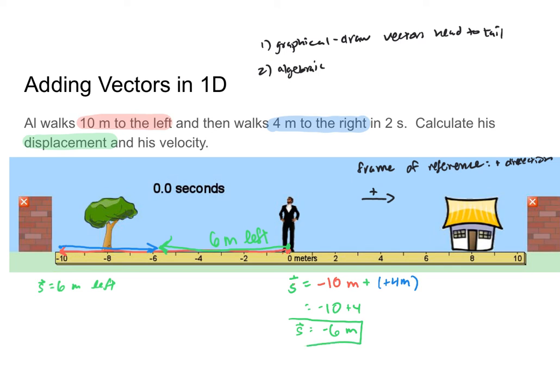And since I've defined to the right as positive and to the left as negative, that negative sign already gives me my direction. To find my velocity, v, I'm going to go ahead and do velocity is displacement over time. It doesn't matter which of these two numbers I use. I get velocity is equal to negative 6 divided by 2, or 3 meters per second.